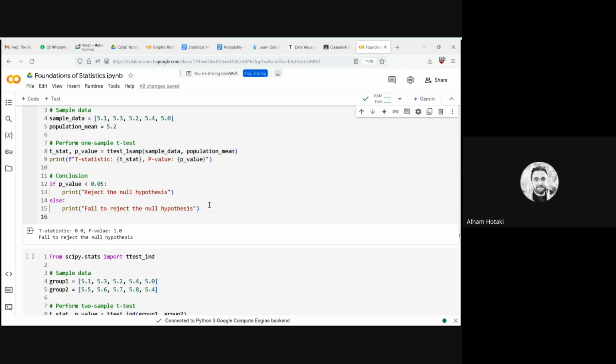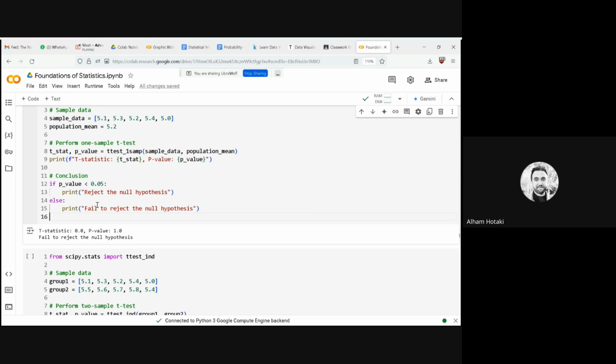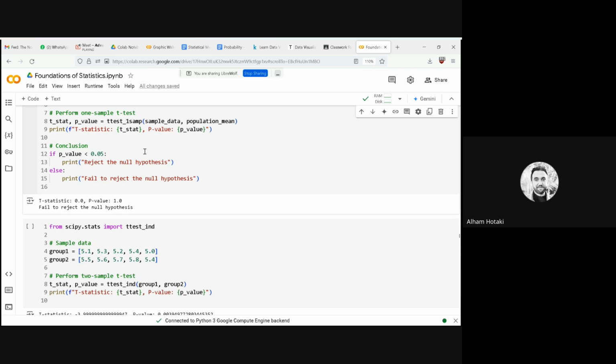It means fail to reject the null hypothesis. So here our p-value is equal to 1, and the sample mean is equal to the population mean. So it means the t statistic is 0 and p-value is 1, and then we fail to reject the null hypothesis. And this is how it works if you are conducting only a one sample test.